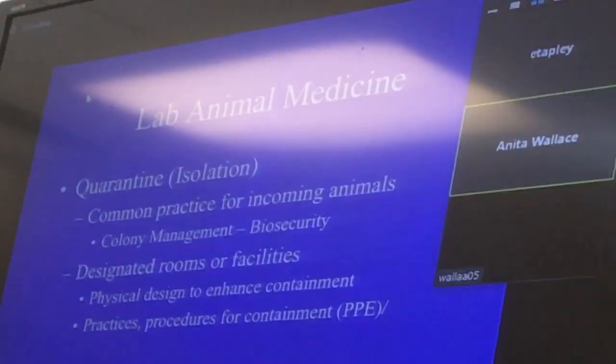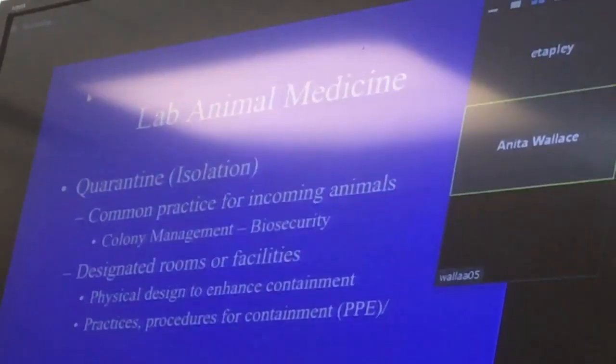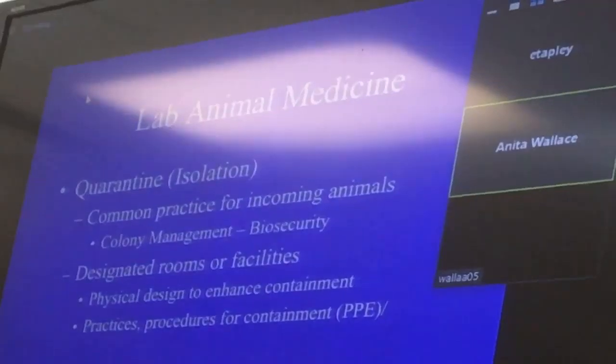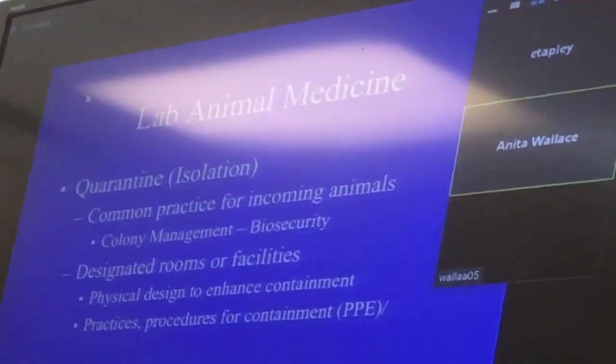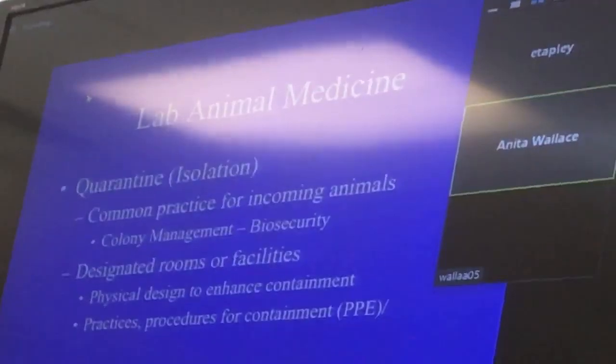Within a quarantine environment, again, you're going to have designated rooms, facilities, and the physical design of those spaces will enhance the containment, as well as the practices and procedures for containment, such as PPE, personal protective equipment. So the type of PPE that you use and how you handle PPE is a critical component to maintaining isolation and protection of your facility. You should also think and design a facility where you're going to discard used PPE. That's another critical component.